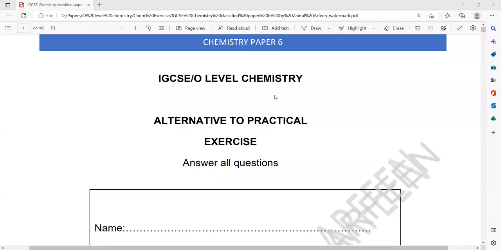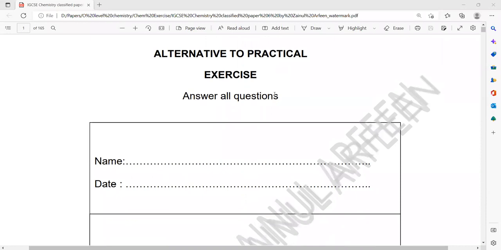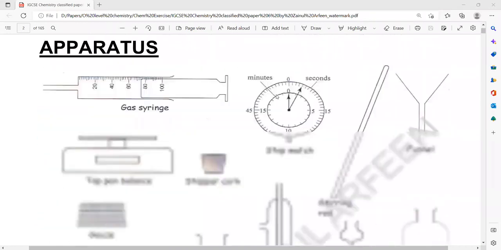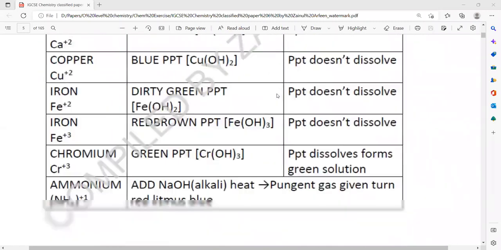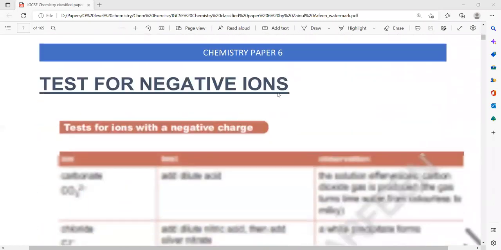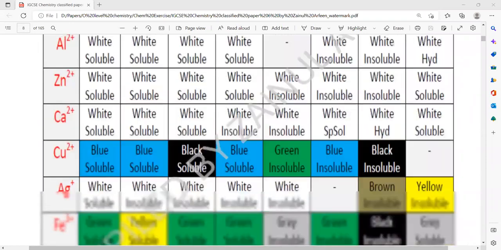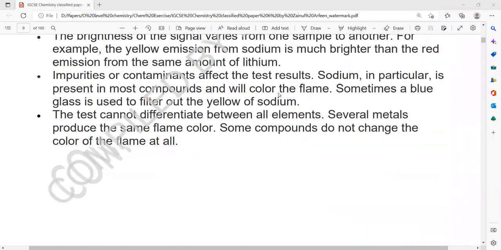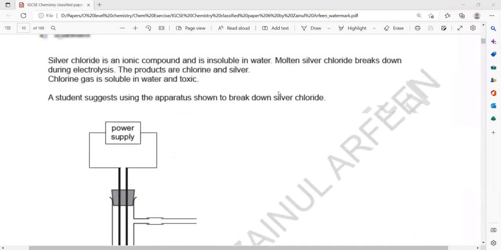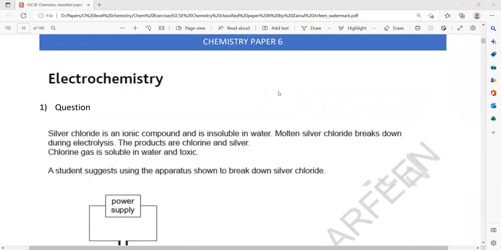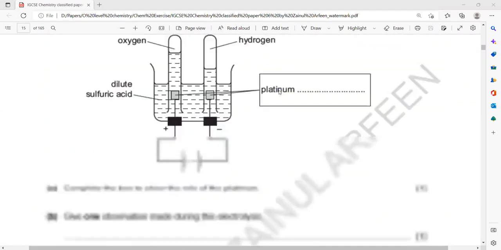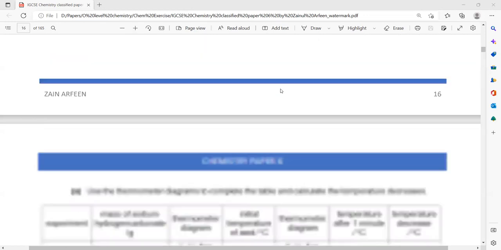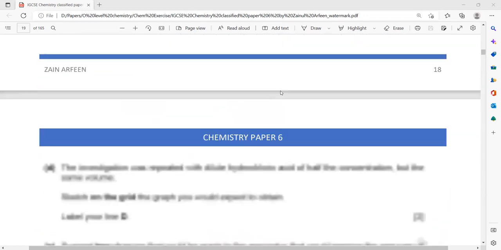So this is an exercise related to alternative to practical questions, and the topic-wise questions are divided in this exercise. In the first few pages you can see the table information which you should know before doing this whole ATP. The last time we did topic one, electrochemistry, and chemical energetics, with one question from each. So we completed that in the last session.